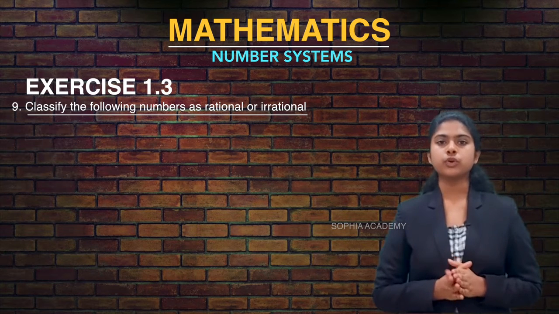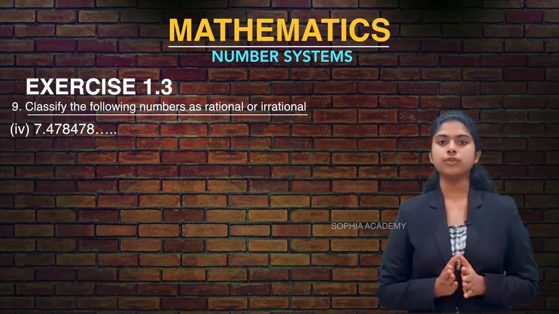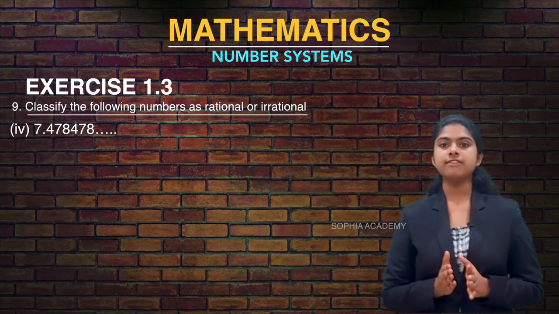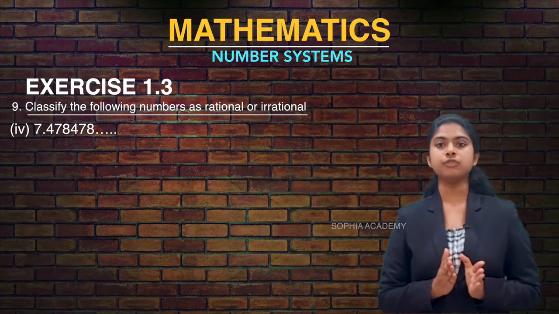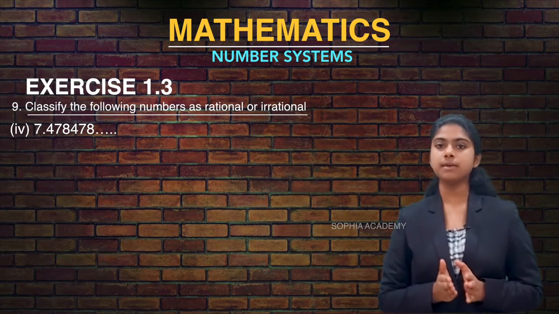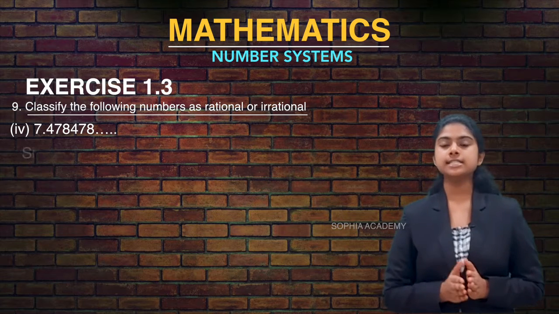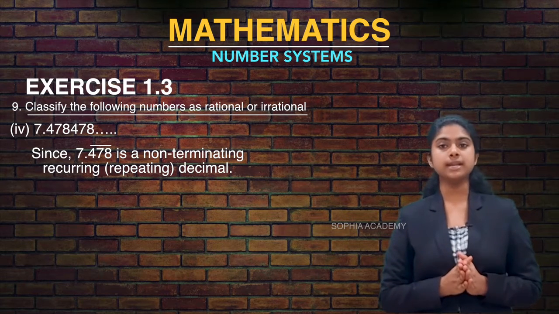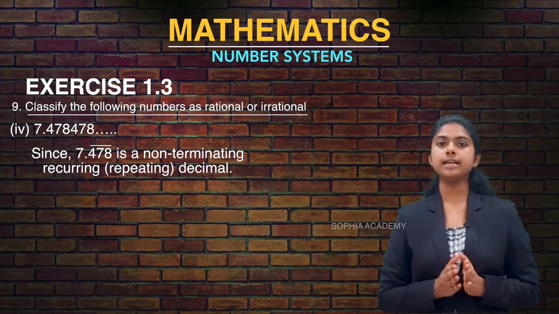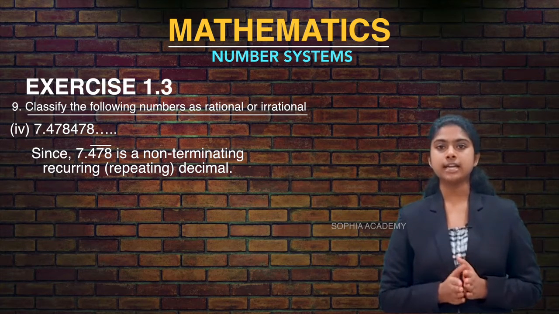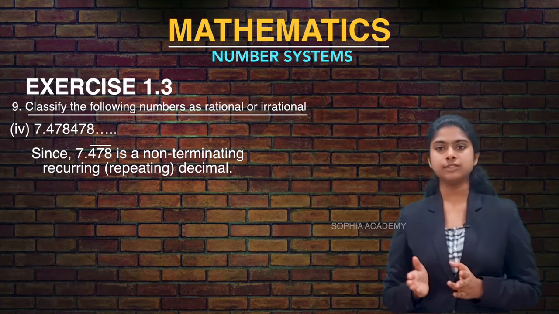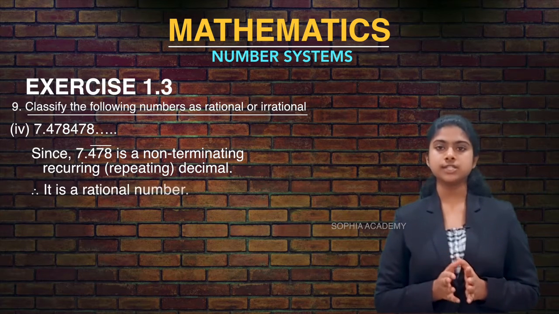So coming to the fourth question, 7.478 bar. We see that the bar is applied to all of 478, which comes after the decimal point. Since 7.478, the whole bar, is a non-terminating but repeating decimal, we can say that the given number 7.478478, which goes on, is a rational number.